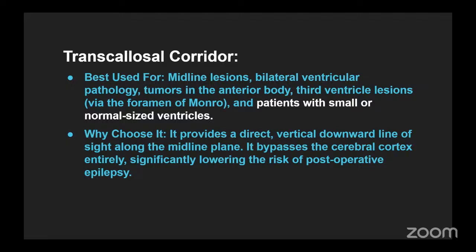We use them when there is no hydro, there are small or normal sized ventricles. And why do we do that? We have discussed that throughout the session. Obviously, it is a natural corridor. There's very limited transection of important structures involved, like the corpus callosum.